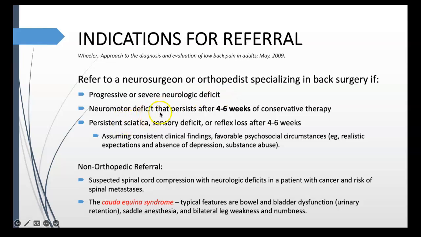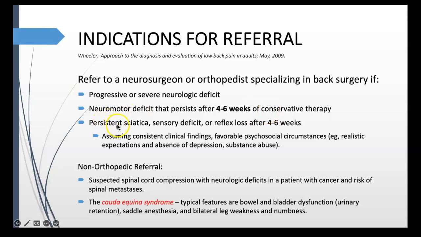Also refer if the neuromotor deficit persists after 4 to 6 weeks of conservative therapy, right? Because we're moving out of the subacute phase and getting ready to progress into chronic low back pain. So anytime you have a neuromotor deficit, whether that is a decline in a myotomal or dermatomal assessment or even reflex assessment, and you've continued to do the right conservative therapy for 4 to 6 weeks and the patient isn't getting better, we're referring out.